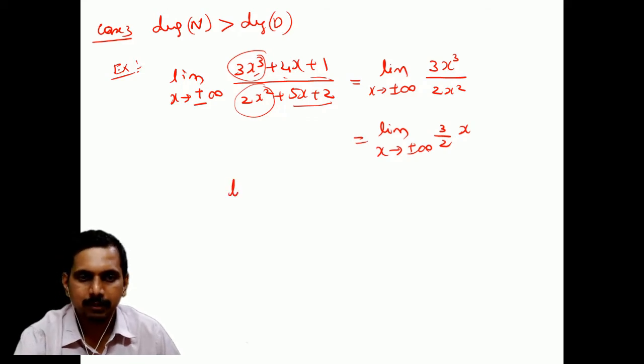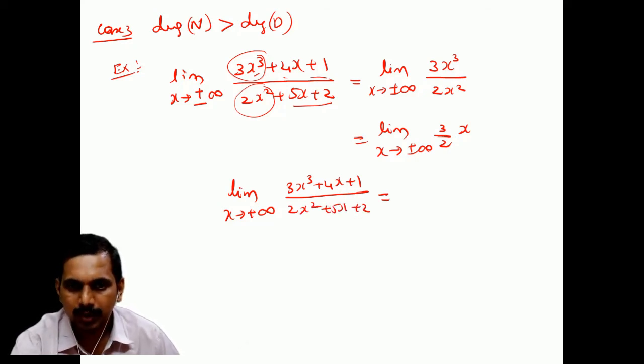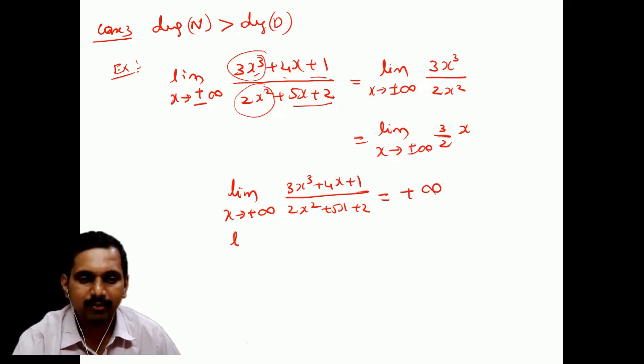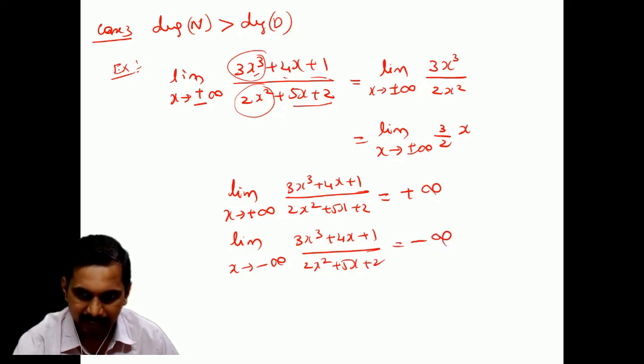That means limit x tending to plus infinity of (3x cube plus 4x plus 1) divided by (2x square plus 5x plus 2) is equal to plus infinity. And if you have limit x tending to minus infinity of (3x cube plus 4x plus 1) divided by (2x square plus 5x plus 2), it is equal to minus infinity.